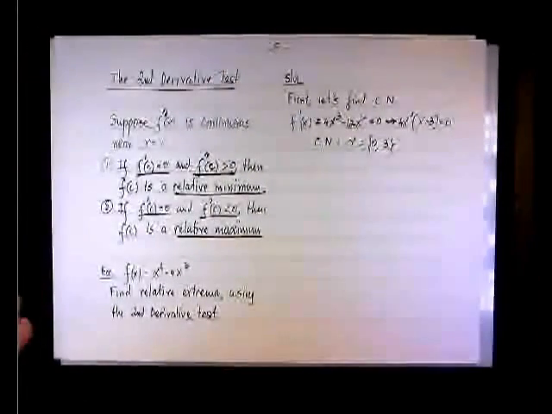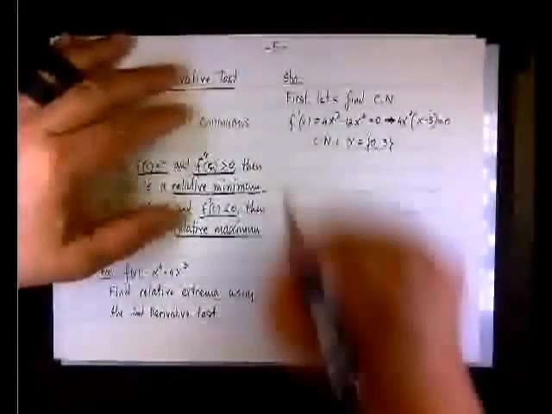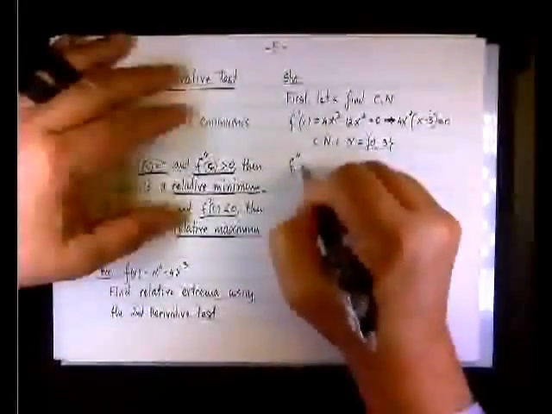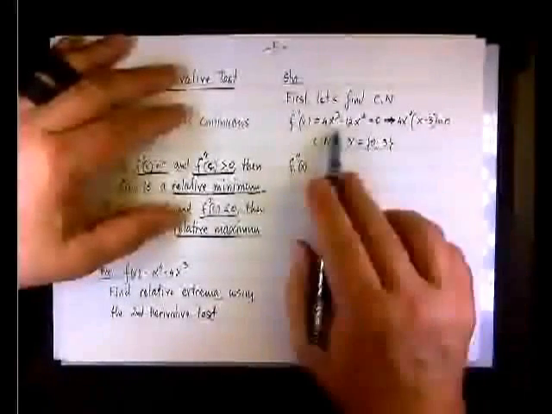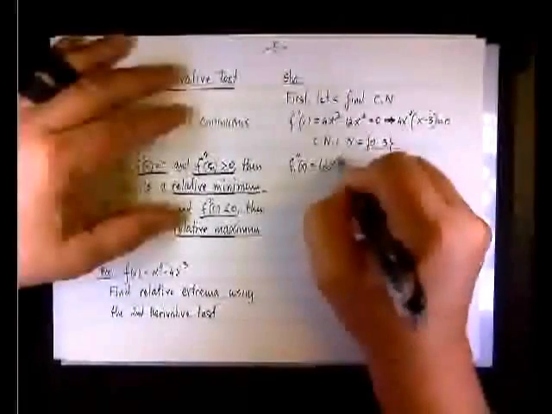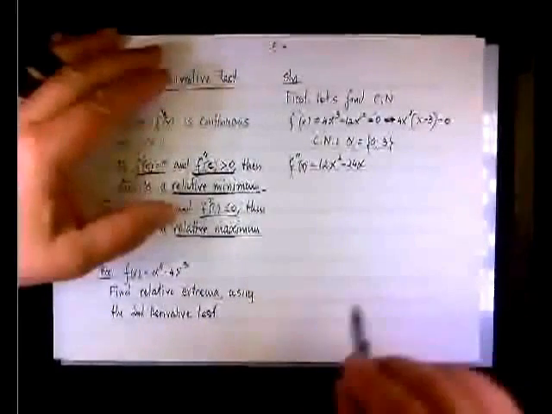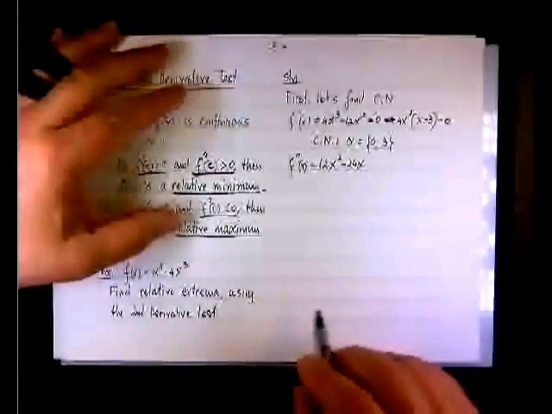Okay, so we found out where the first derivative is 0. Now let's find the second derivative, f double prime of x. We're going to differentiate right here. We don't want to use the product rule. We're going to go here, and we have 12x squared minus 24x. Okay? And now we want to know whether this is positive or negative.